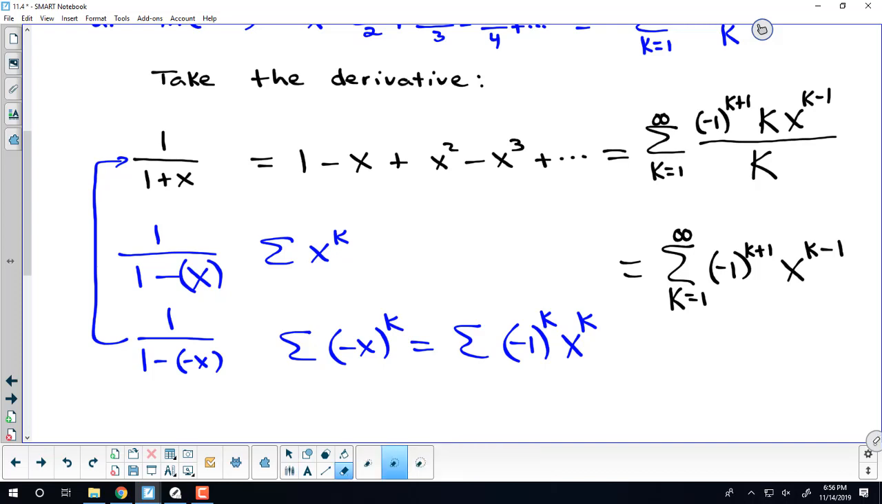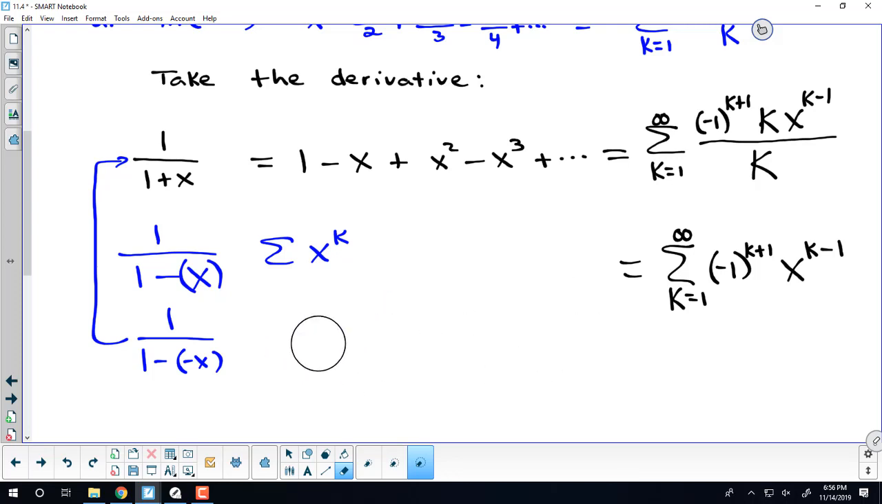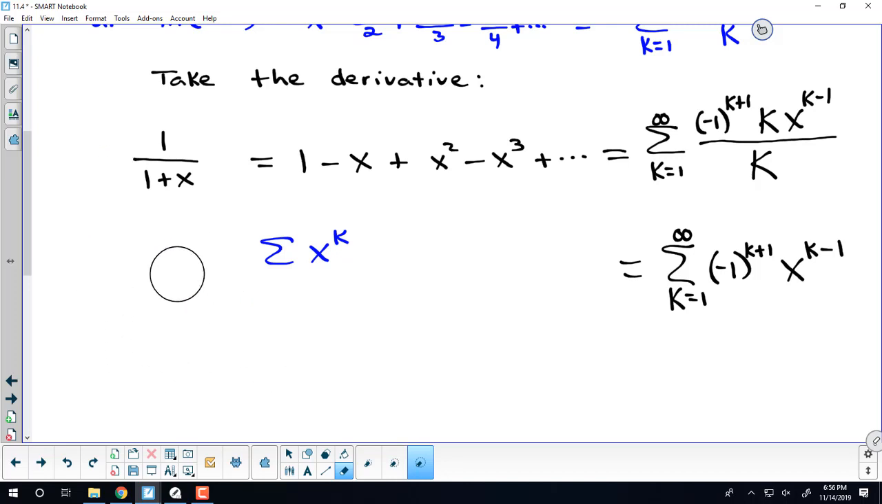Anyhow, I think it's worthwhile to notice those types of connections. So the same series can be found if we just build off of the geometric and use composition, as if we start off with the natural log and take the derivative. You get the same series.